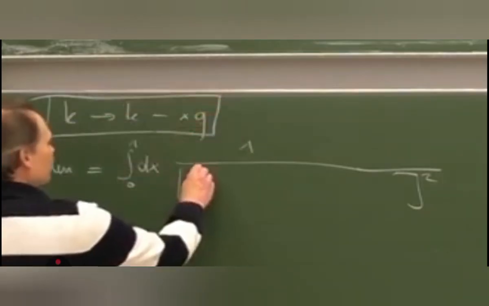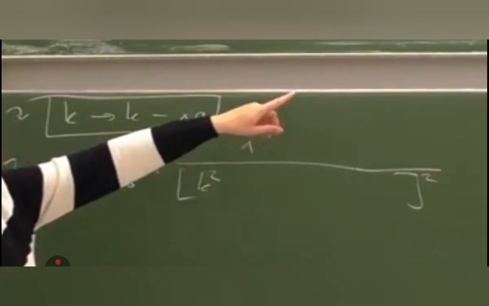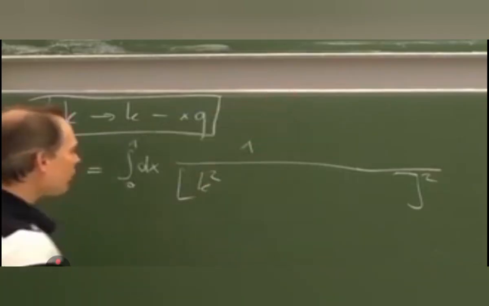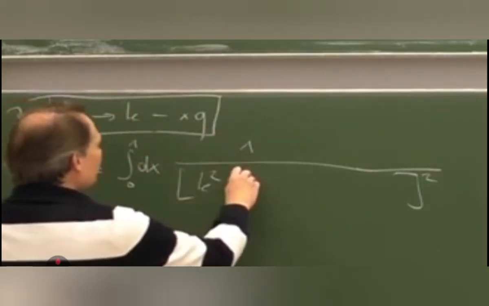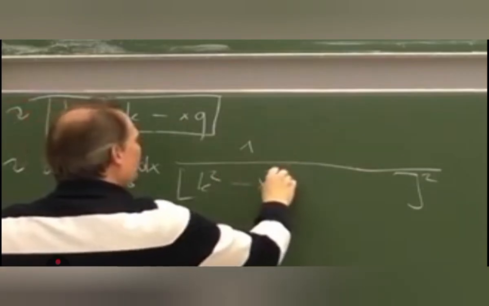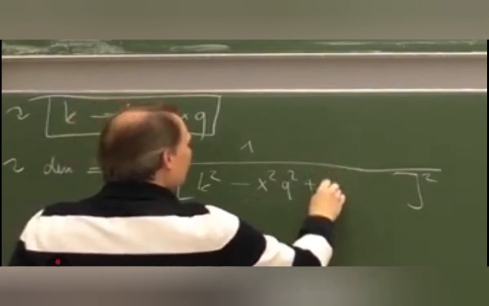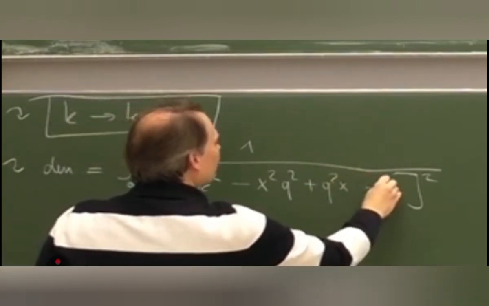Therefore, we have just a new k square. But then we also get the q square times x remains. But from here we then get an additional term which is not there, so we have to subtract x square times q square. And then the rest remains: plus q square times x minus m square.